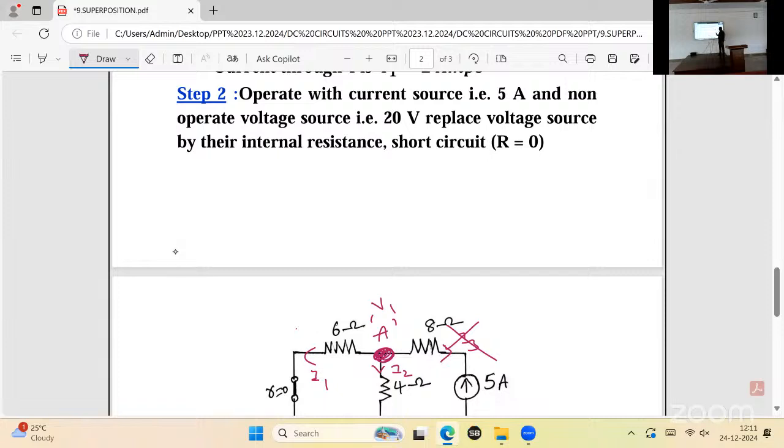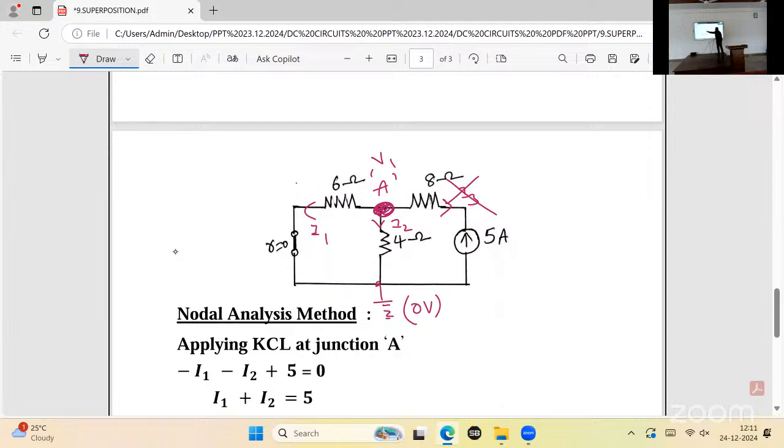Draw the diagram. See this one: voltage source is short circuit. What is the value? R is 0. Right. Now apply any one method, mesh or nodal method. We can apply any one method. You will get the answer. What is the answer?